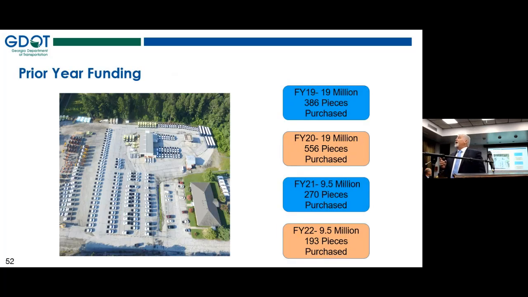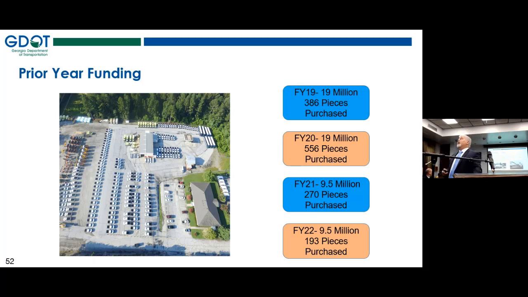I put this in here; this is just prior year funding. Back in 19, we bought 386 pieces for $19 million. In 20, we spent $19 million and bought 556 pieces. In 21, we spent 9.5 million for 270 pieces. Let me explain 22 and 23: that was COVID. We still haven't received some vehicles. Actually, I just got 4 vehicles on the ground last week, prior to putting this together, that we ordered in 21. We just got them.